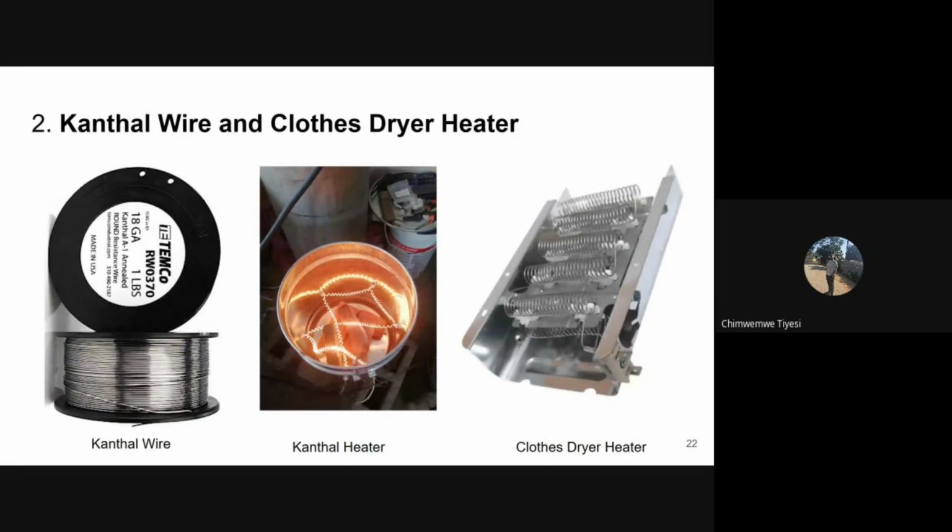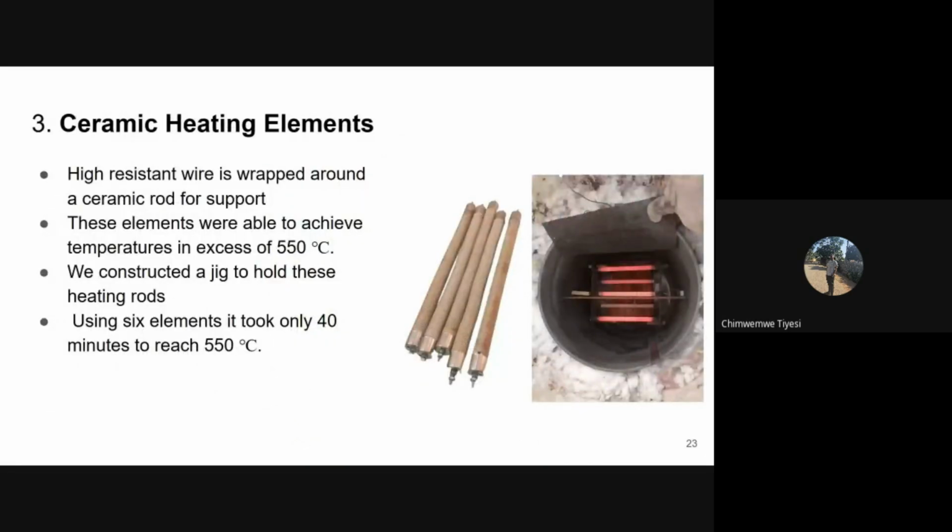So we went on to experiment with locally available ceramic heating rods. One of the locally available heating elements is made from a wire wrapped around a ceramic rod for support. These elements were able to achieve temperatures in excess of 550 degrees Celsius. We constructed a jig to hold these elements. As you can see, they are inside a drum. Using 6 elements, it took only 40 minutes to reach 550.